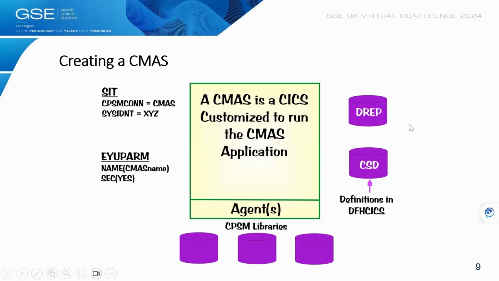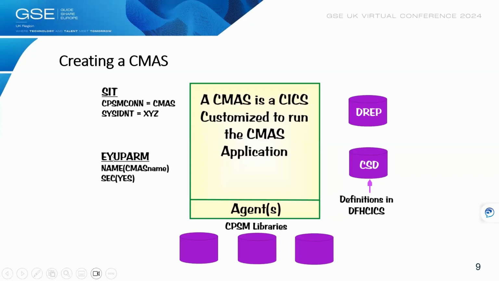Then you'll notice on the right-hand side, you still need a CSD for your CICS definitions, and you're going to see something called an EYUDREP, data repository, for the CICSPlex SM definitions. So it's like the CSD for CPSM. Now, everything in CPSM starts with EYU, not DFH, so you can tell the difference, right? But it's really just a customized CICS region that is meant to control other CICS regions, right?